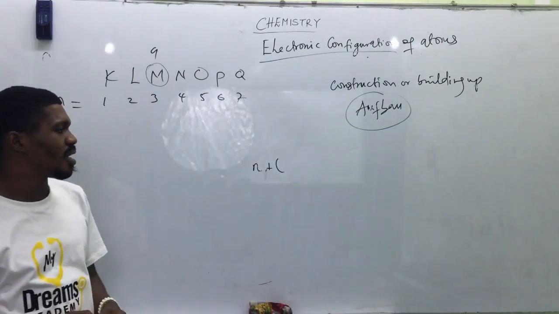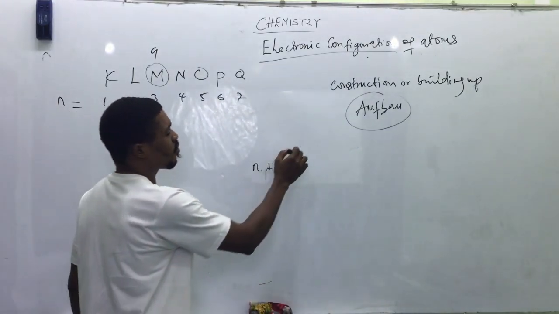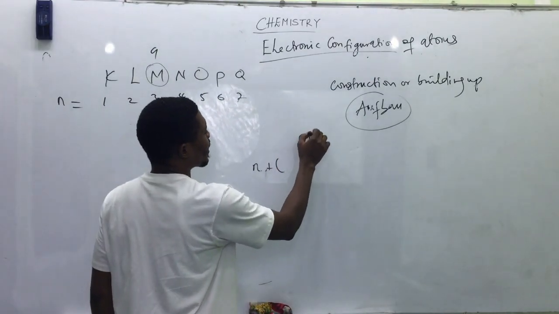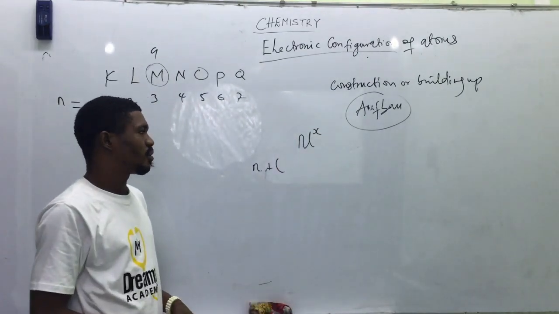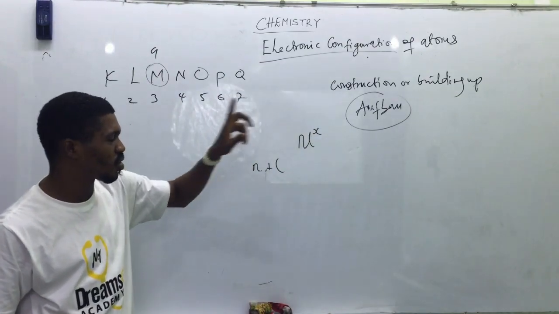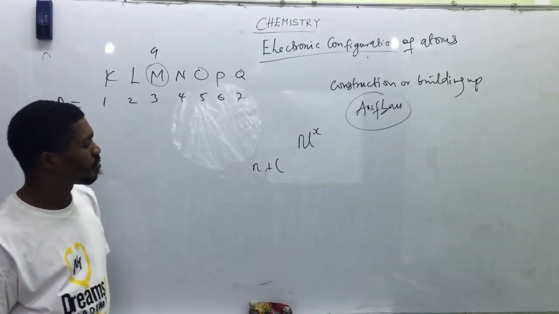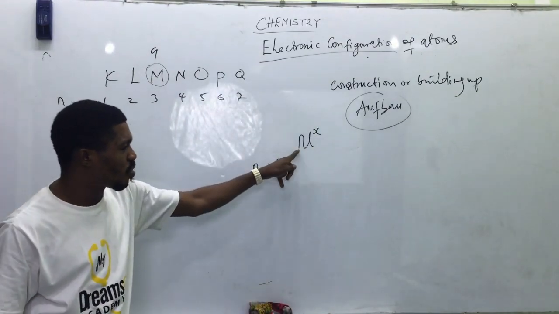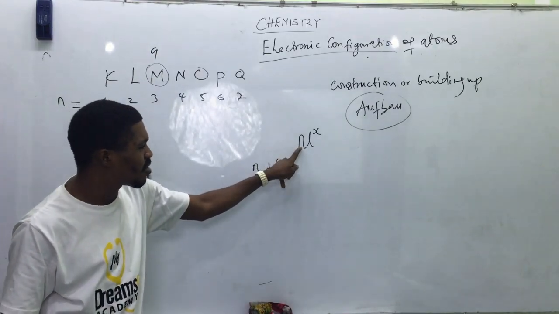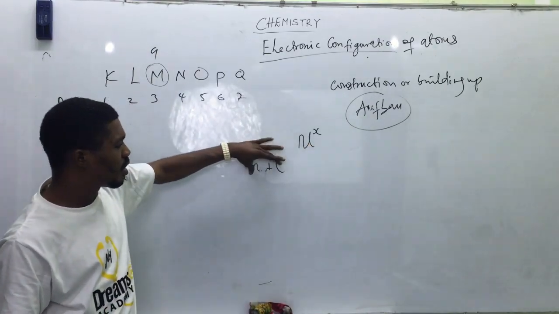The sum of this n plus l. Remember, the notation for electronic configuration is n, l, raised to the power x. Remember, the x represents the number of electrons occupying the subshell nl. So if you add the n value to the l value, you get the total energy of a subshell.